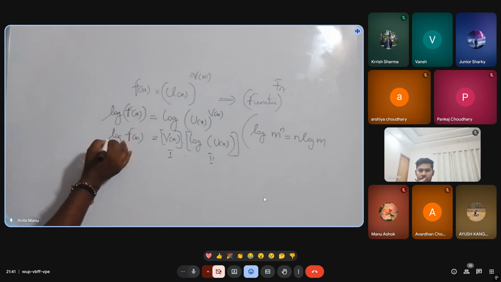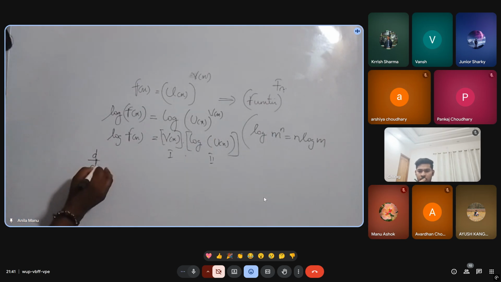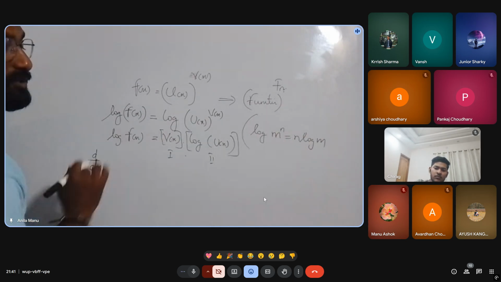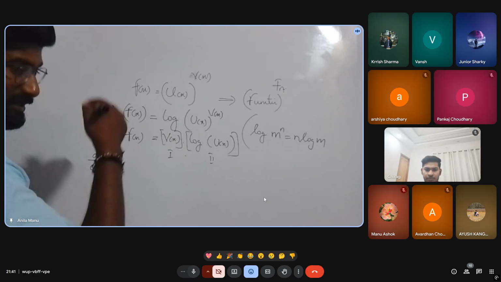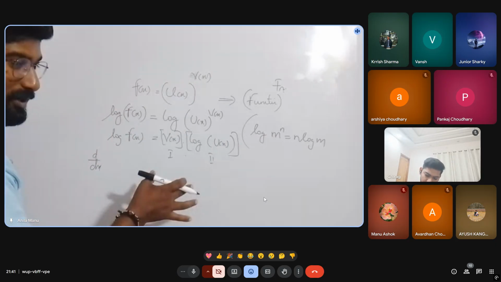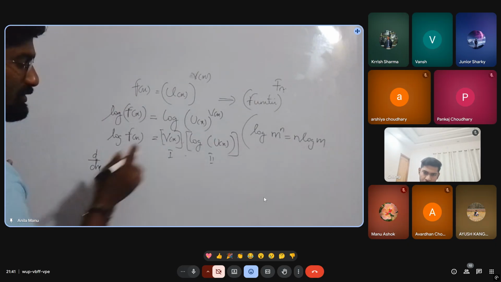Now, what do we have to find here? Find the derivative of the function. So I'm going to find the derivative, that is, differentiate both sides with respect to x. Next step. Differentiate both sides. This is the theory part. This is the way we have to solve all the questions. Differentiate both sides with respect to x.